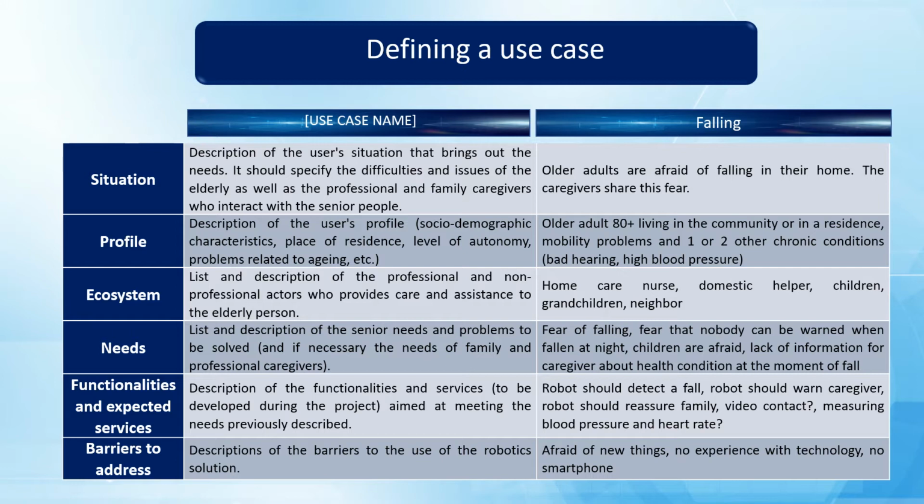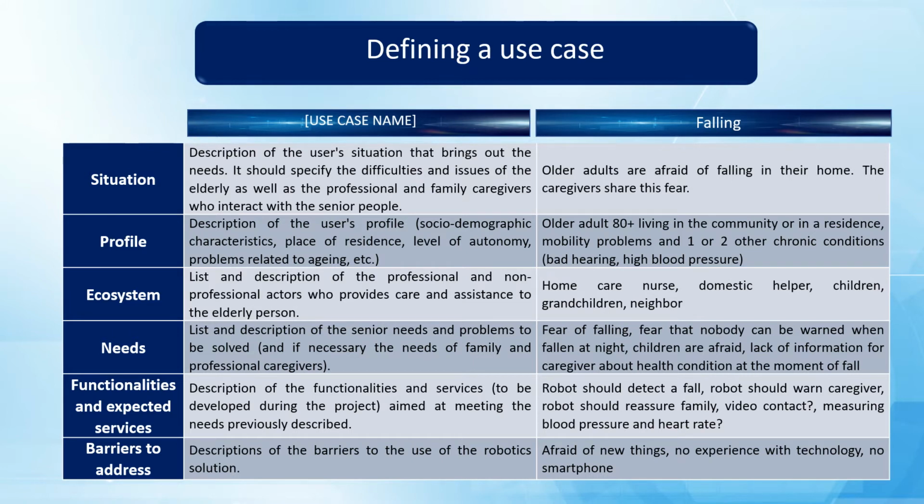So the needs, if we look a bit more into that, that would be the fear of falling, and also the fear that nobody can be warned when fallen, for example, at night. A fear of the children that their parent has fallen and cannot warn anyone, and bad things happen. And also from the perspective of the professional caregiver, a lack of information about the health condition at the moment of the fall. So was there, for example, a low blood pressure or heart rate?